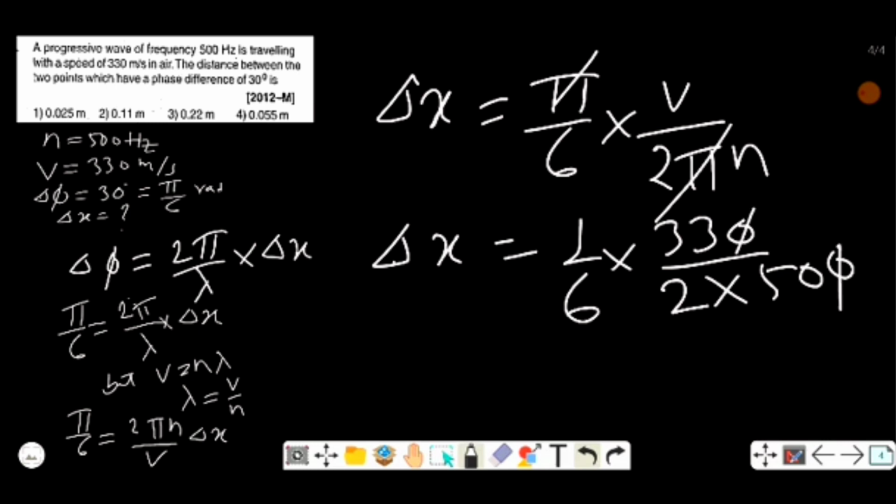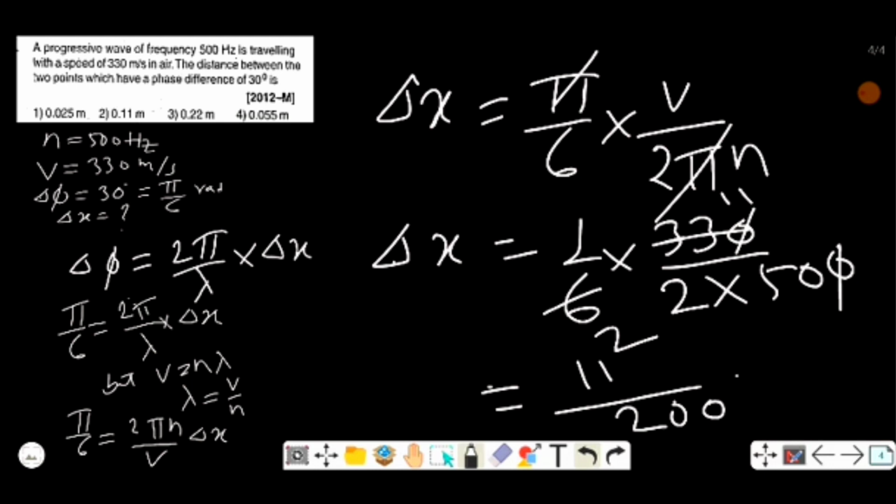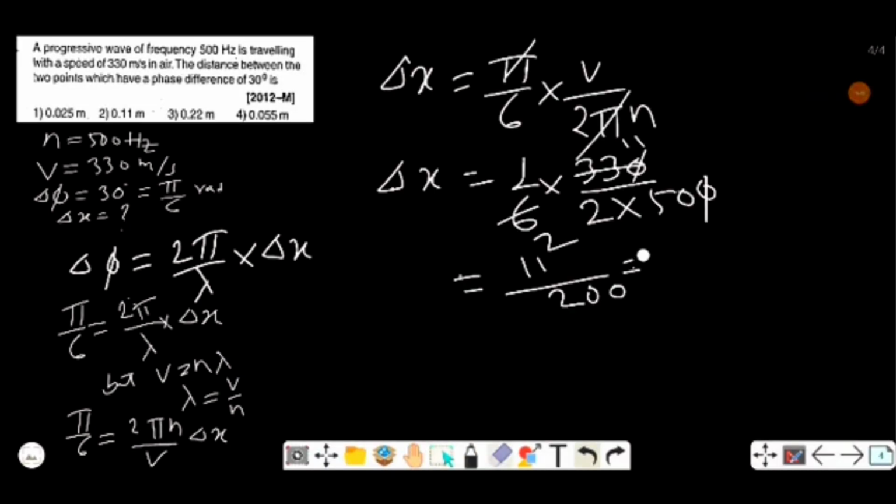So 0 gets cancelled, 330 by 6 is 55, so we get 11 by 200. So the path difference delta x is equal to 11 by 200, that is 0.055 meters. So the fourth option is the correct answer.